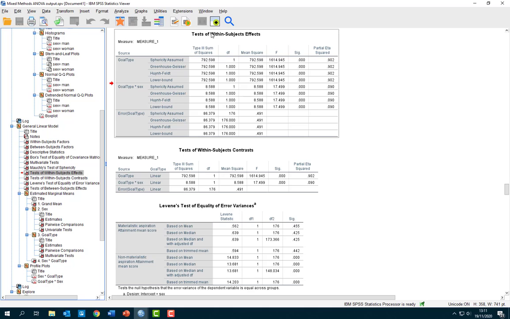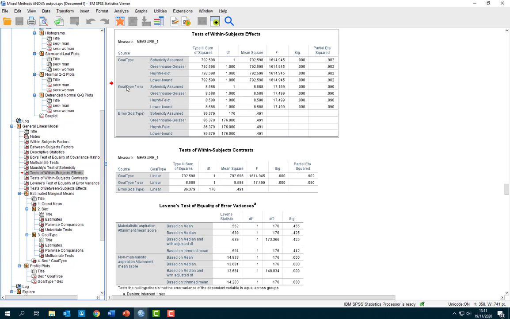And in this table, you'll see three different sections. So this is the main effect of goal type. That's whether, for students, ignoring their gender, there is a difference on attainment based on whether it's non-materialistic or materialistic goals. This is actually the interaction between the two independent variables.